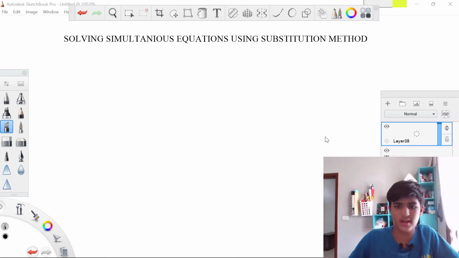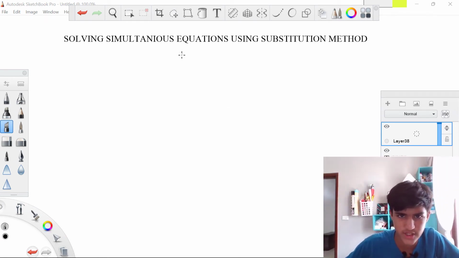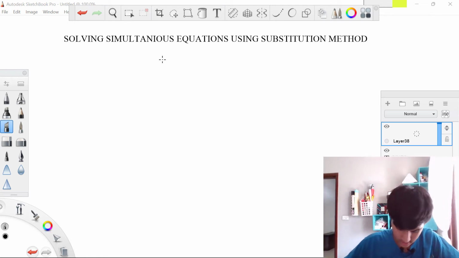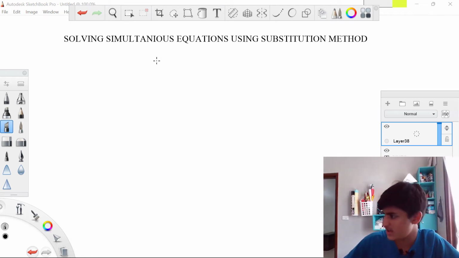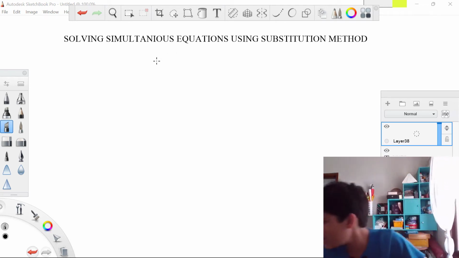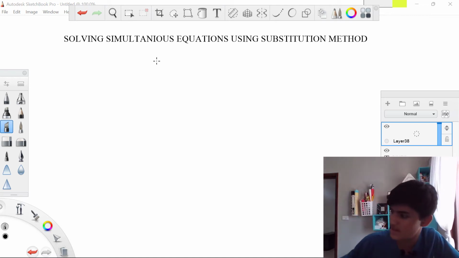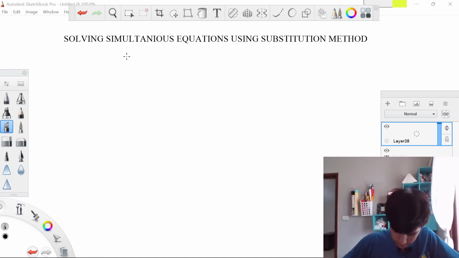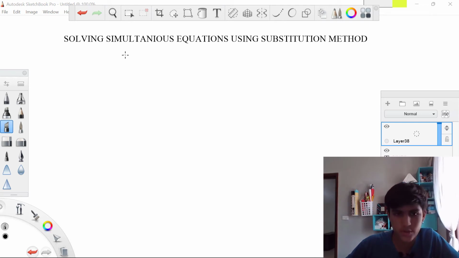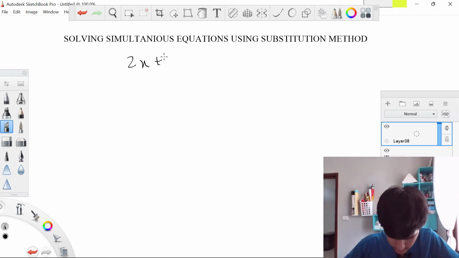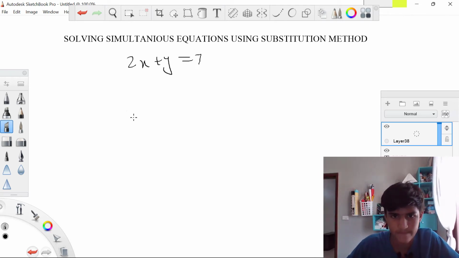Today I will be solving another simultaneous equation using the substitution method. The question is question number 7 from the Additional Maths book of Cambridge IGCSE, exercise 2.1. So the question is 2x plus y is equal to 7 and xy is equal to 6.